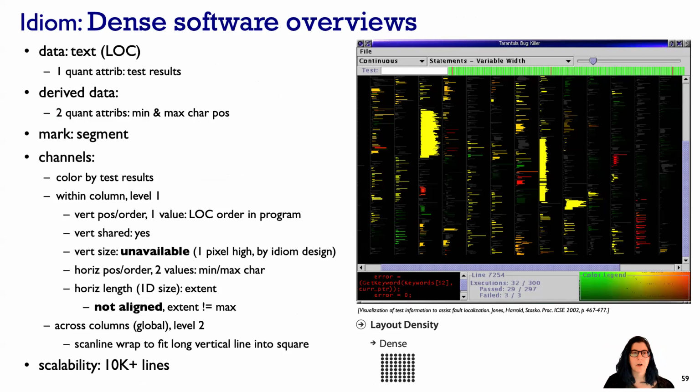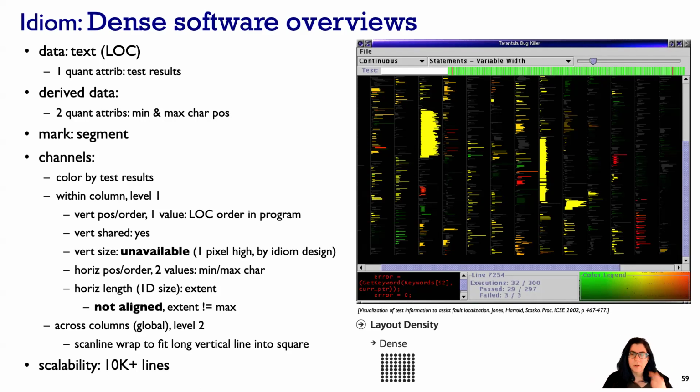Here's a system for showing software overviews in quite a dense way. The input data is just text, that is lines of code. So it's text that's got a particular structure. So for each line of code, you literally know what line that is. Now we also have a quantitative attribute associated with each line of code, which is results of doing a whole battery of unit tests on it.